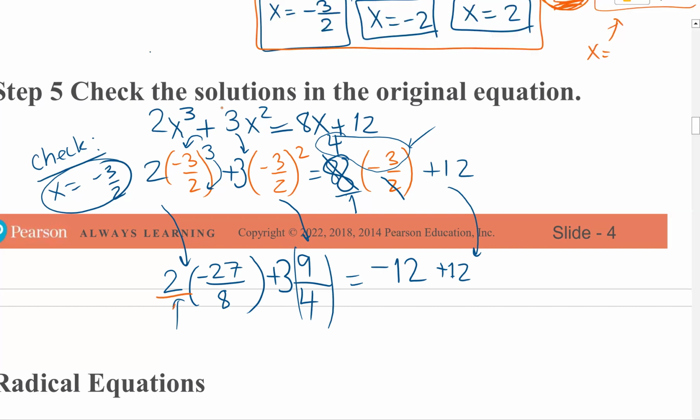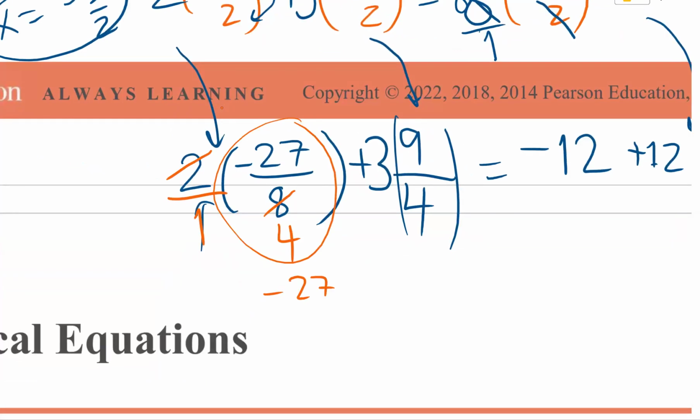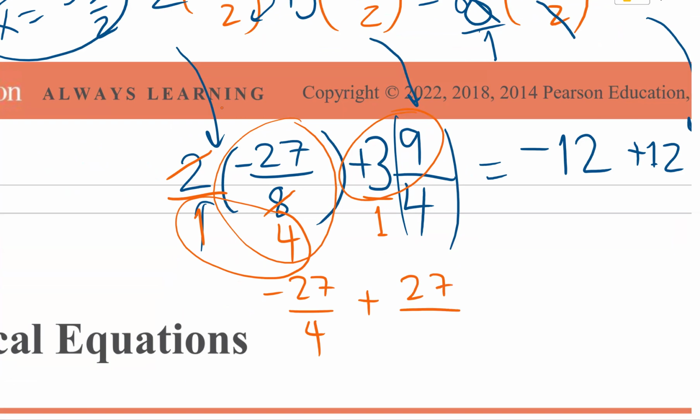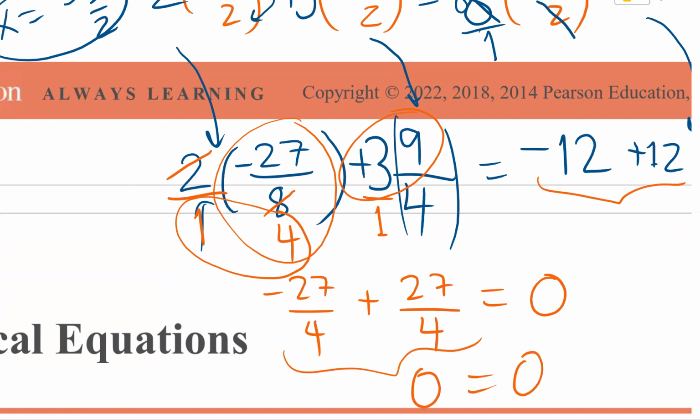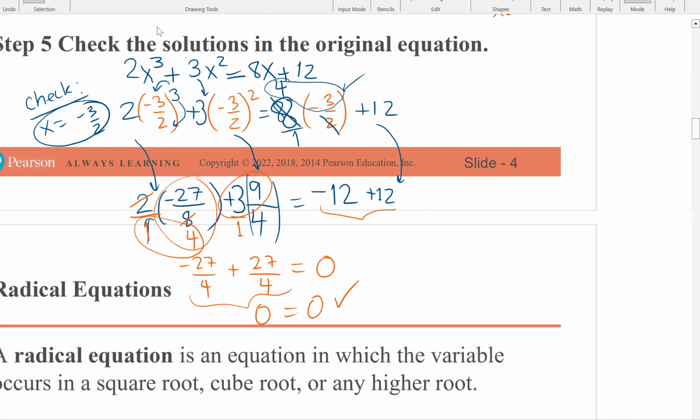I'm going to put that 2 in the front over 1 and see how that reduces. 2 can go into 8 4 times. So this becomes -27 over 4 because it's just 4 times 1. Okay, how about over here? This 3 can go over 1, and there's nothing to reduce really. It's 3 times 9, I'll multiply that, 27 over 4 times 1 is 4. And now equals, this is -12 and 12 makes 0. And look at this, these add up to 0 also. So that's a good sign. 0 does equal 0, true story. So that must have been the right solution or one of the right solutions. X equals -3/2.